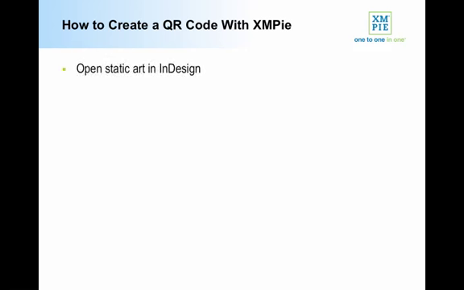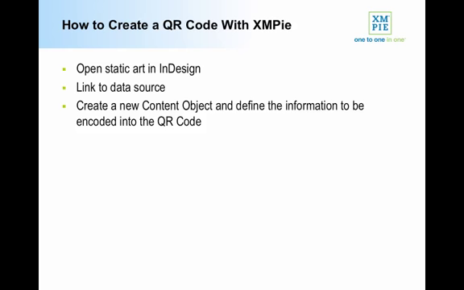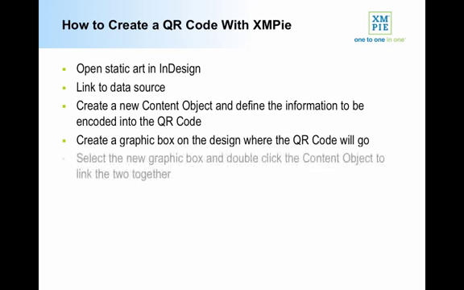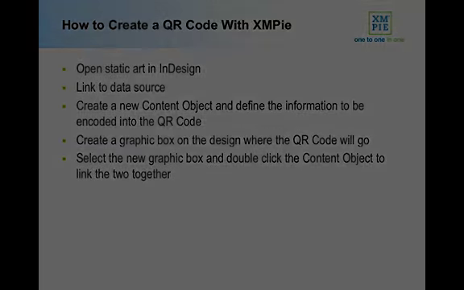First, open the static art in InDesign. Then, link your data source. Next, create a new content object and define the information that will be encoded. Then, create a graphic box on the design where the QR code will go. And lastly, select the graphic box and double-click the content object to link the two together. Now let me show you how it's done.